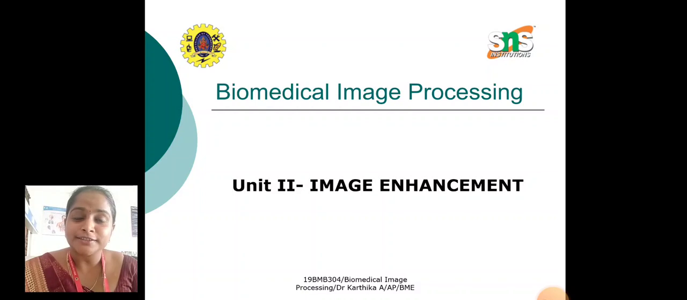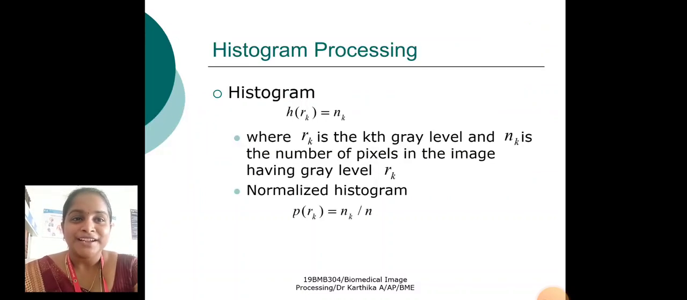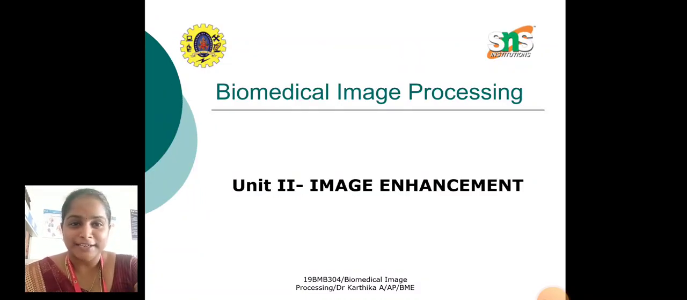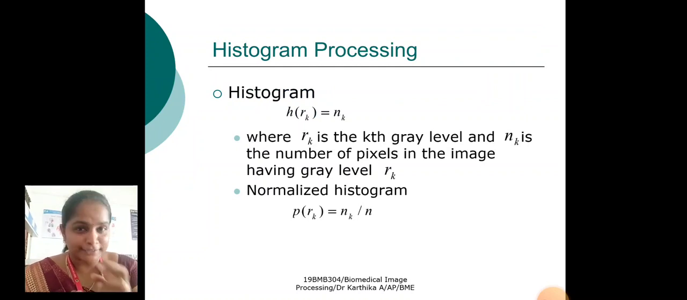Today we are going to discuss image enhancement. In image enhancement, in digital image processing, normally we use histogram processing. First of all, what do you mean by histogram? Here, the histogram h of r_k is equal to n_k. Then what is r_k? r_k is the kth gray level and n_k is the number of pixels in the image having gray level r_k. In a normalized histogram, p of r_k is equal to n_k by n, which gives a clear enhanced image as an output.